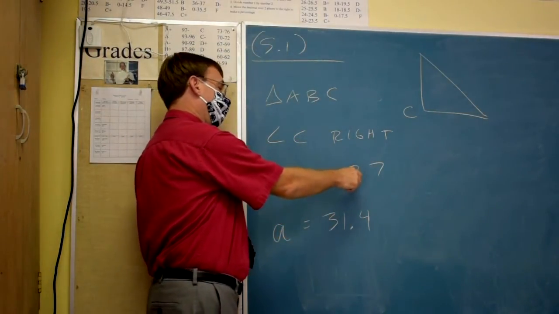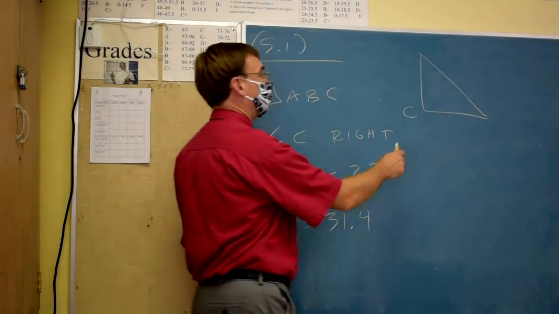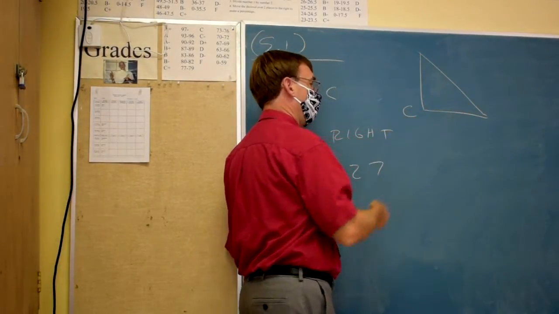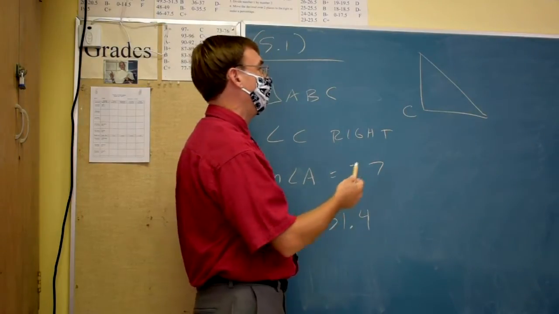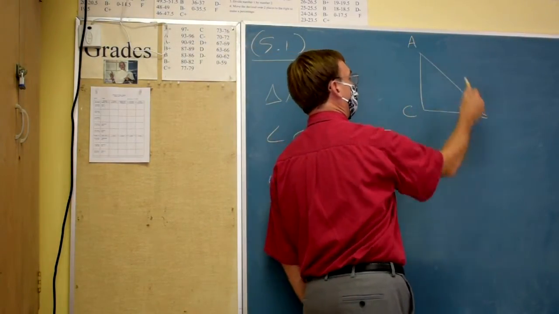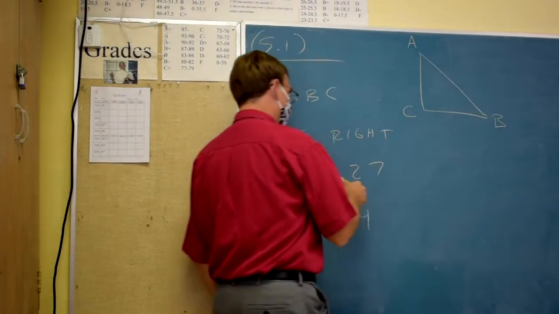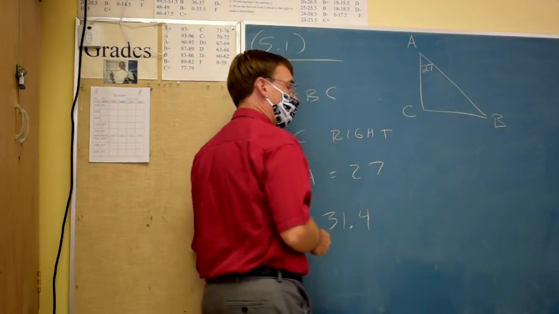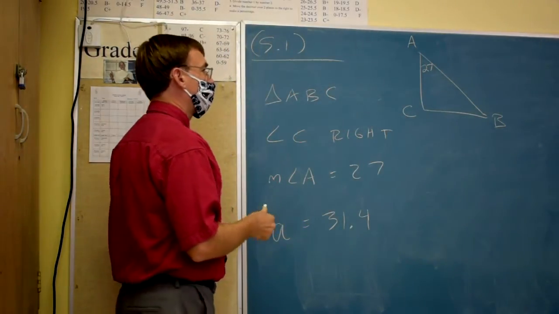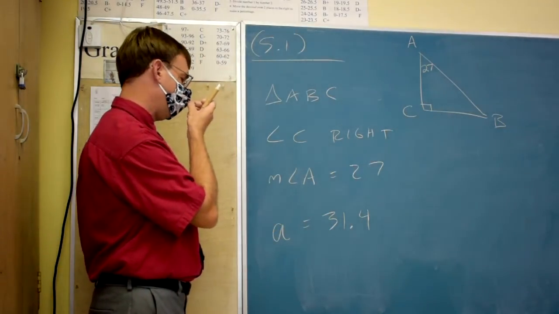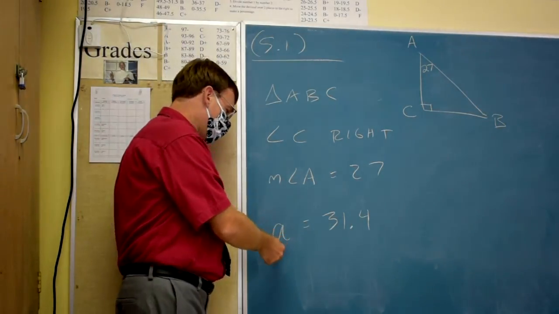The measure of angle A is 27. We need to call one of these A and one of these B, and based on the information at hand, it doesn't really matter which is which. So what do you want this to be? A. A. B. If the measure of angle A is 27, the angle measurements are usually written inside the corners. We'll do that as our traditional right angle sort of measurement. What do you think this means?